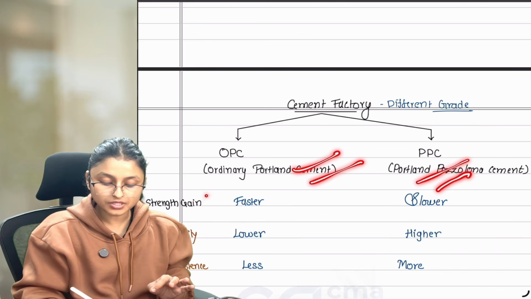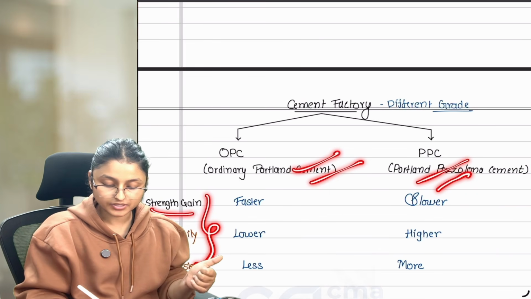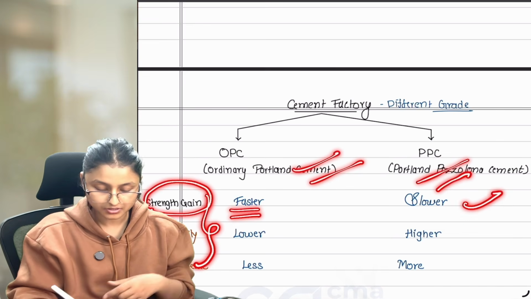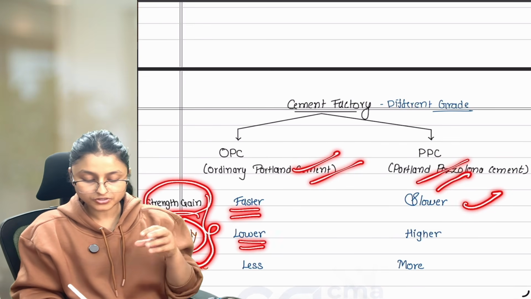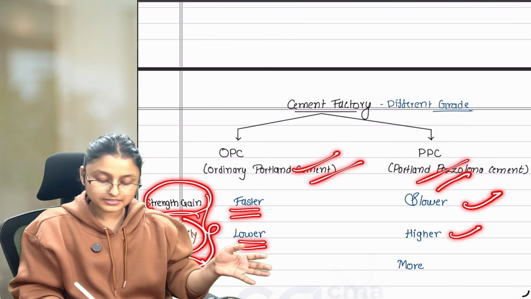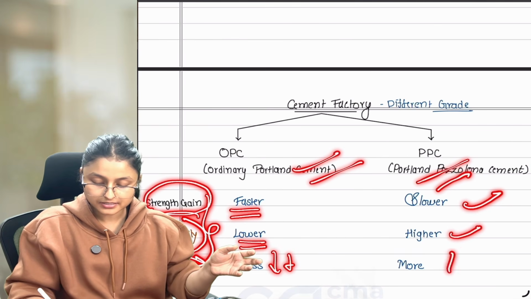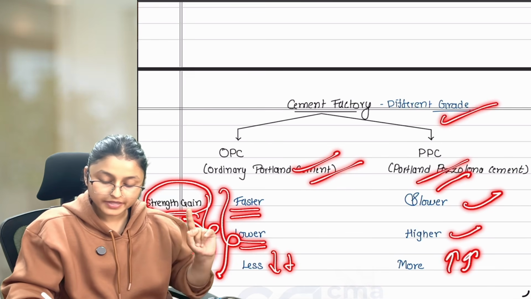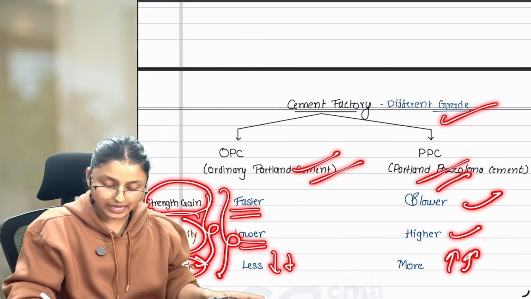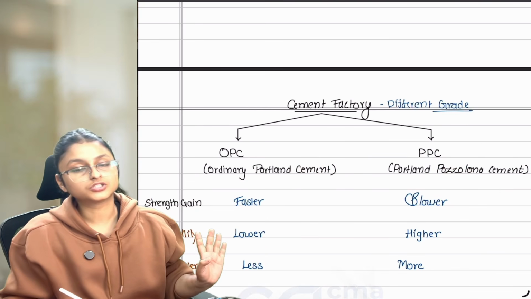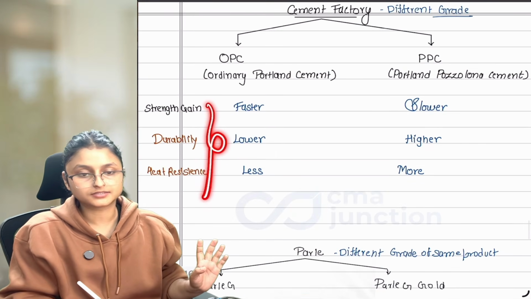But due to some of the characteristics like strength gain, here it gains strength faster, here it gains slower. Durability, the durability is lower here. Here we have higher durability. Heat resistance, here it is less, here it is more. Due to some of the characteristics, even if they are the product of the same factory performing the same function, they are differentiated from each other.